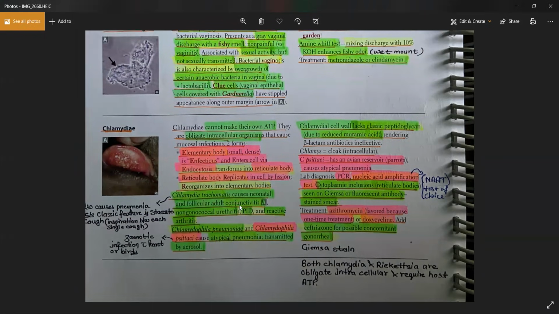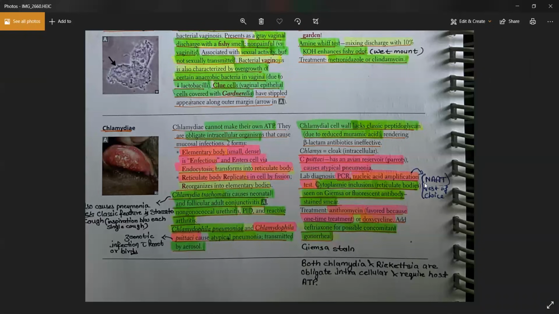And yeah, that's it. That's about these three species: Chlamydia trachomatis, Chlamydia pneumoniae, and Chlamydophila psittaci. Okay. Very important. And how will you diagnose the disease? Well, one is by PCR, of course. Second is a nucleic acid amplification test, the NAT test.